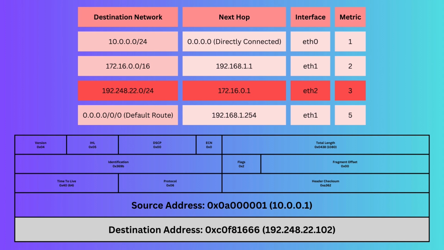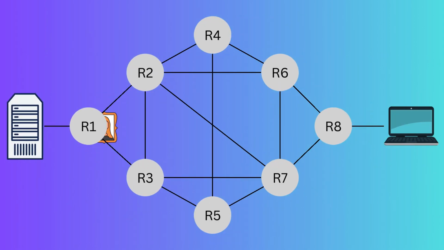R1 then encapsulates the IP packet in a new Ethernet frame. The destination MAC address is set to router R2's MAC address, and the source MAC address is set to R1's MAC. R1 sends the new Ethernet frame to R2. When router R2 receives the packet, it repeats the same process. It checks the destination IP address, looks up the routing table, and forwards the packet to the next hop. This process continues through routers R3, R4, and so on, until the packet finally reaches router R8.